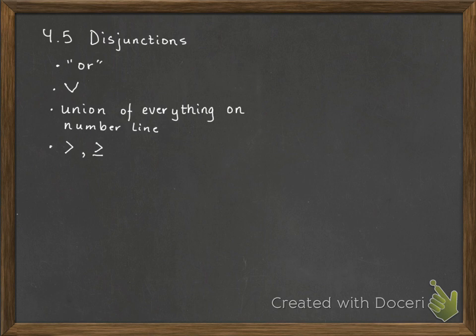For disjunctions, our connecting word is or. We can also represent a disjunction with a V. A disjunction represents the union of everything that's on a number line. And then the inequality symbol for a disjunction is greater than, so either greater than or equal to. And that's how we know we've got a disjunction.